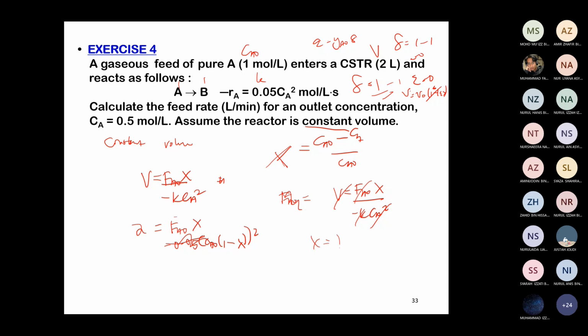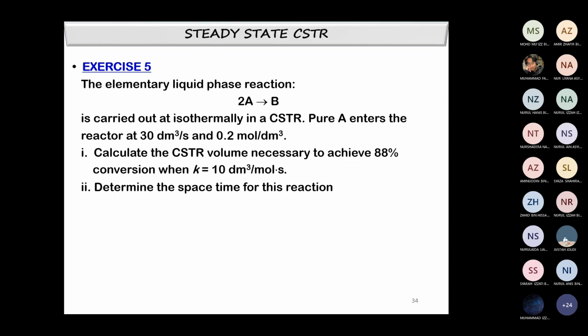Okay, so exercise number 5 ni, the elementary liquid phase reaction 2A is equal to B, which means this is the second order reaction. Negative rA is equal to kA CA kuasa 2. So it's carried out isothermally in a CSTR. Pure A enters the reactor at 30 decimeter cube per second and 0.2 mole over decimeter cube. So this one would be the CA0 and this one would be the volumetric flow rate. Tengok pada unit you akan tahulah.